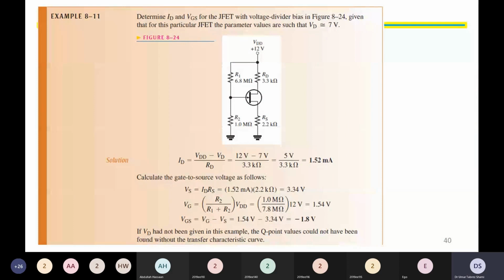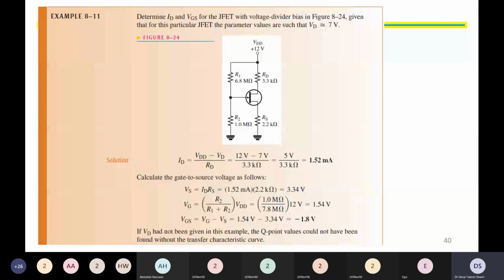Okay, now let us come to another example. In this example, we have an electronic circuit in which we find a JFET. We can always replace this JFET with the MOSFET. The statement of the problem is determine ID and VGS for the JFET with voltage divider bias shown in figure 8.24. Given that for the particular JFET, the parameters values are such that VD is 7 volt.